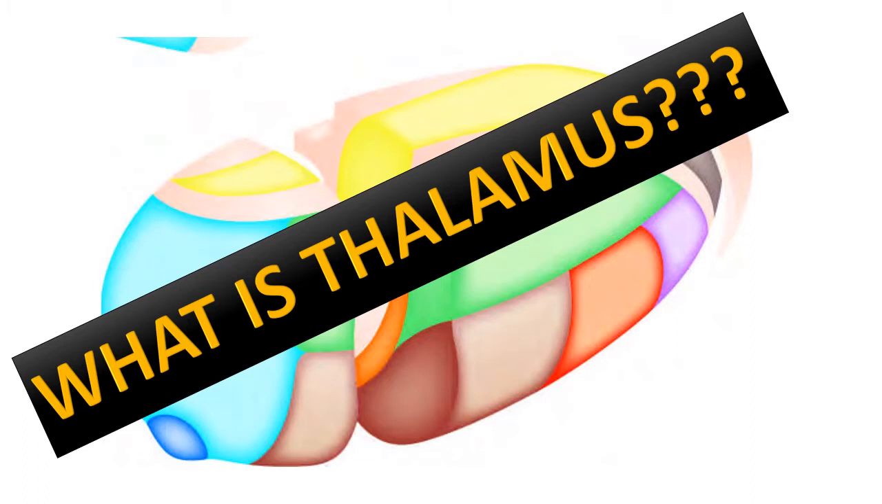So today we are going to discuss what is the thalamus. The thalamus is an ovoid mass of gray matter which is present in the lateral wall of the third ventricle.